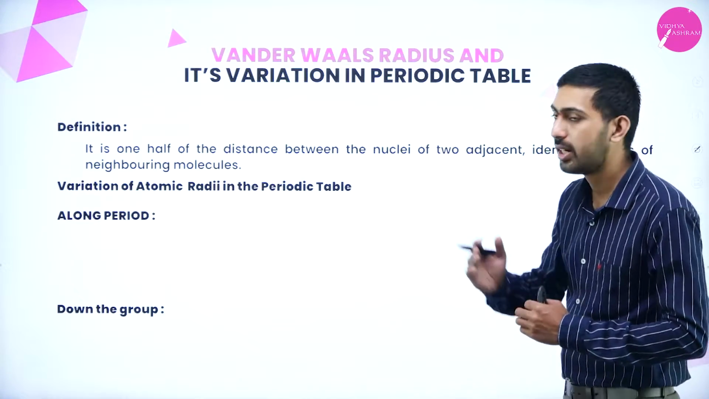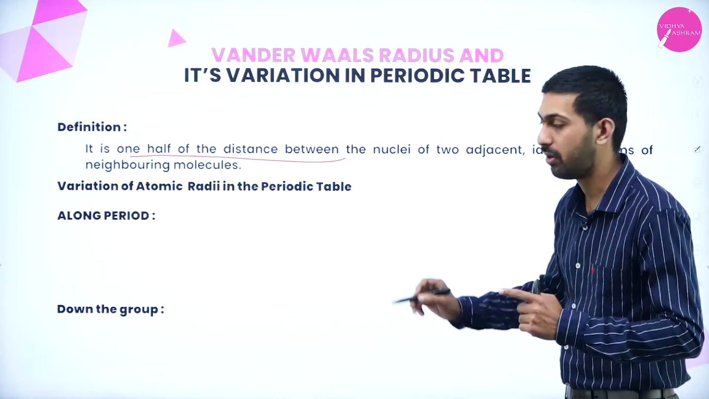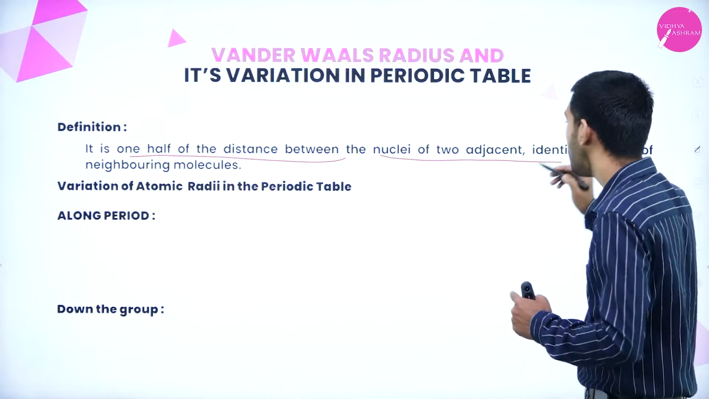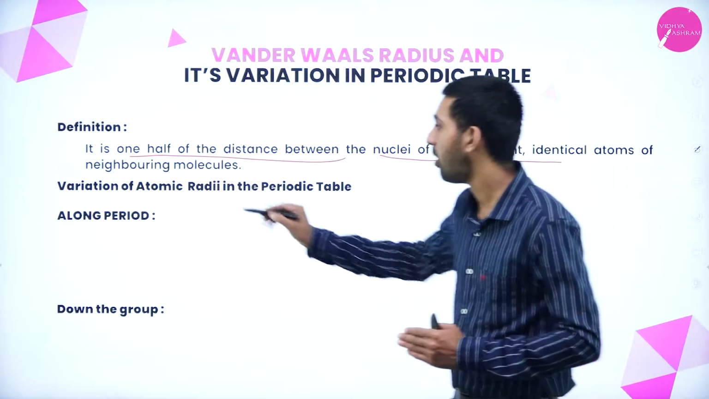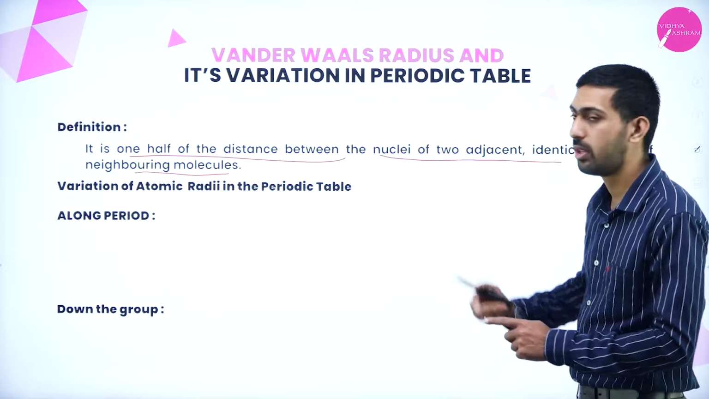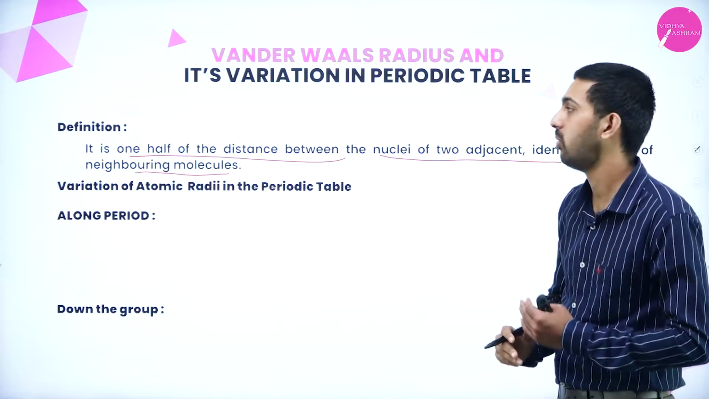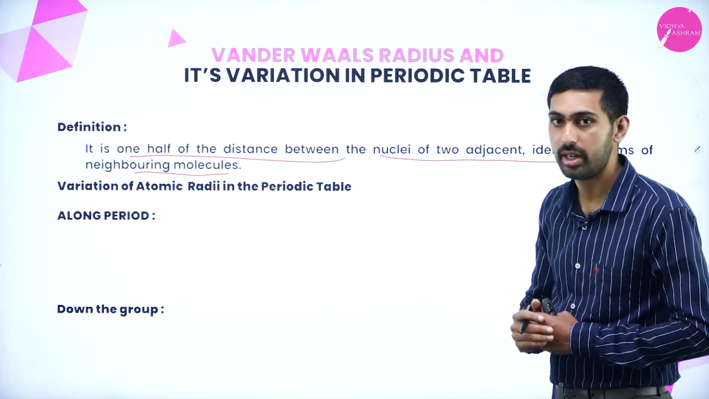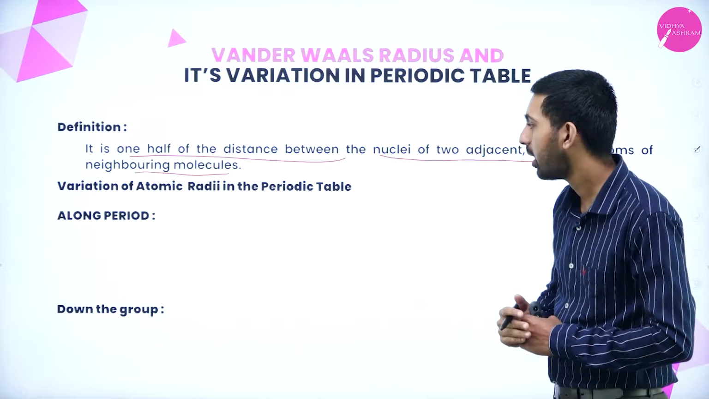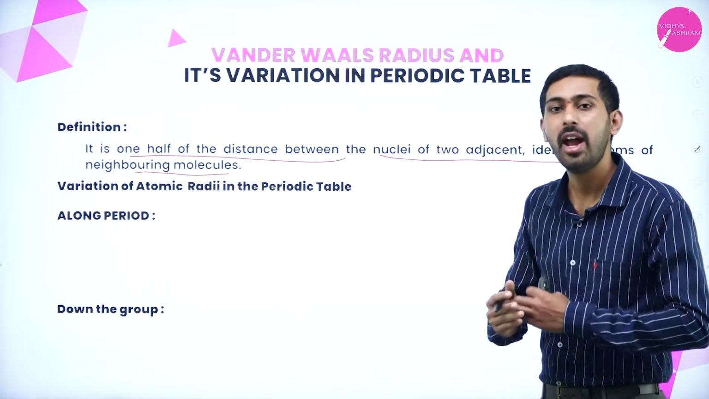Next is van der Waals radius and its variation in the periodic table. Let us see the definition. It is one half of the distance between the nuclei of two adjacent atoms of neighboring molecules. Then it is called van der Waals radius. And for variation of atomic radii in the periodic table, we can say that van der Waals radius can also be related to atomic radii.